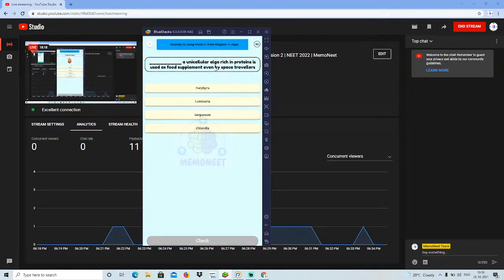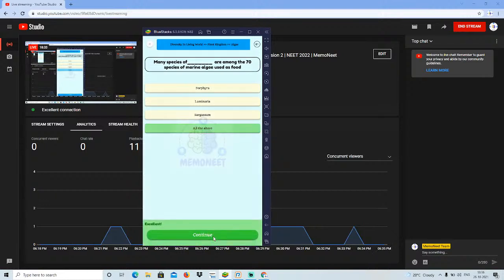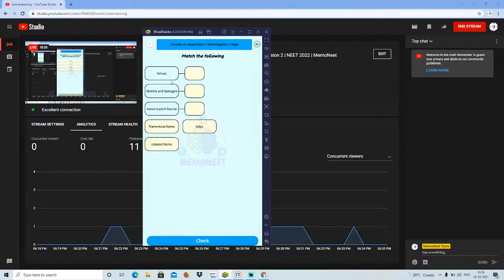A unicellular alga rich in proteins, used as a food supplement and even by space travelers, is Chlorella. Many species of dash are among 70 species of marine algae used as food. All three, right? Porphyra, Laminaria, Sargassum. Massive plant bodies are kelps. Volvox is a colonial form. Ulothrix and Spirogyra are filamentous forms.